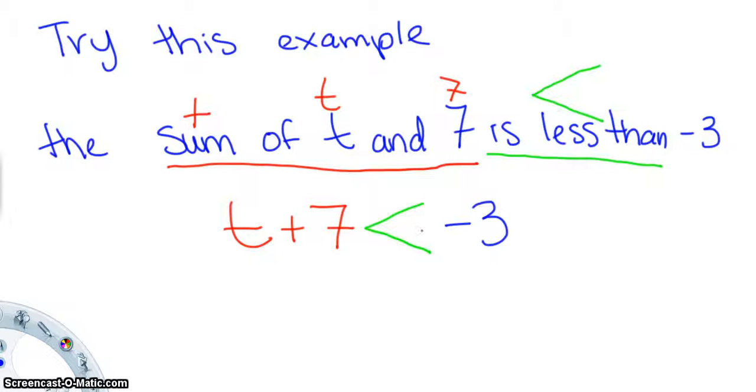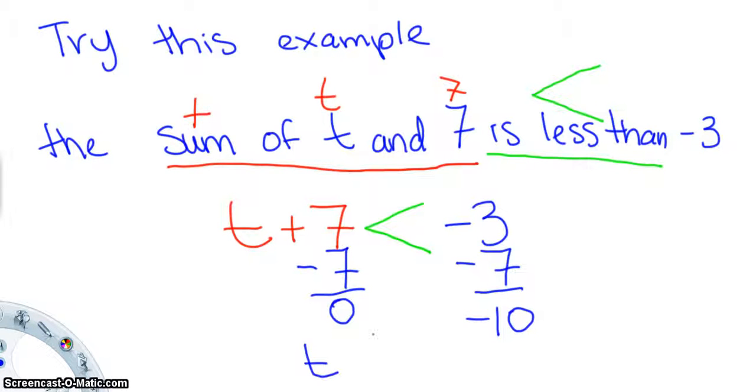So now if we wanted to solve this inequality and find out what value t can be, we look at it and say t plus 7 is less than -3. We treat this symbol here as an equal sign, and we come over to the 7 and subtract 7 from both sides, just like we did with equations. We subtract 7 from the other side of the inequality. So -3 minus 7 gives me -10. So the solution to this one would be t is less than -10.